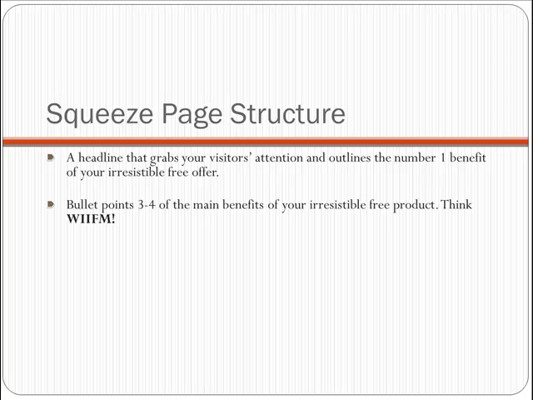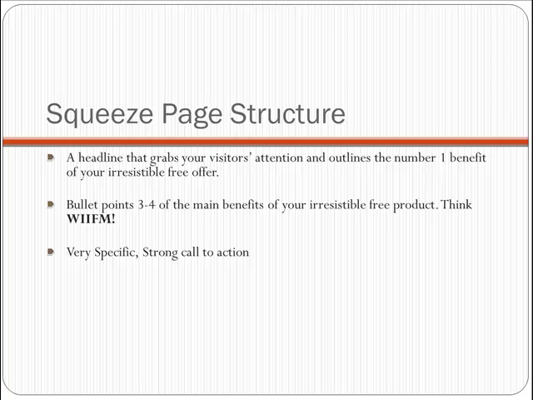You're going to need to have bullet points, 3 to 4 of them. Don't sit there and have 10, 12 different bullet points. 3 or 4 of the main benefits of your irresistible free product. Think, what's in it for me when you're talking about the benefits and the bullet points, because that's what they're looking for. They don't care nothing about you yet. They want to know what's in it for me if I decide to opt in. So focus your headline on the main benefit, and then the bullet points are going to be the 3 or 4 of the next main benefits of your product. So you're going to have to know your product, to be able to get the benefits out of it.